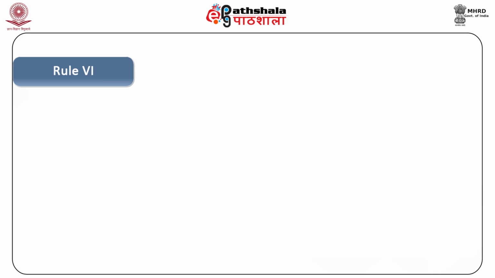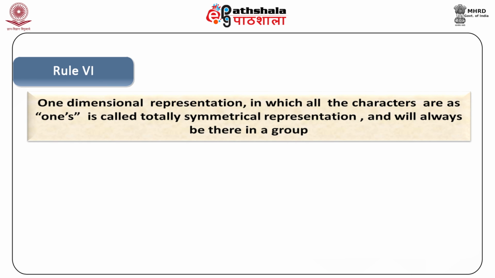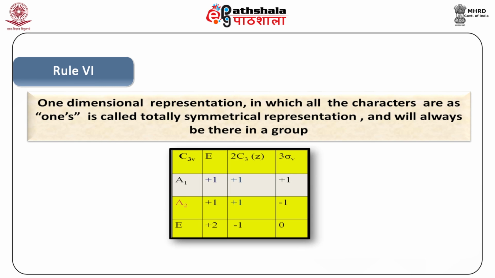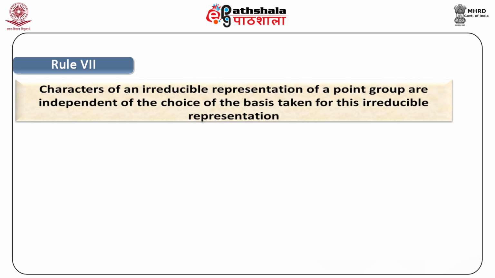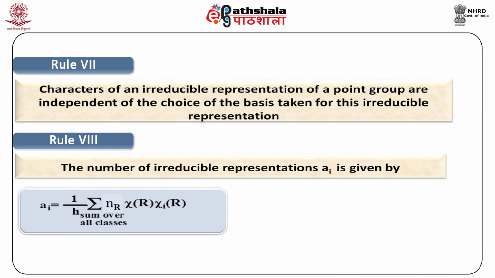The sixth rule says that the one-dimensional representation in which all the characters are ones is called the totally symmetrical representation and will always be there in a group. The seventh rule is that characters of an irreducible representation of a point group are independent of the choice of basis taken for this irreducible representation. The eighth rule says that the number of irreducible representations a_i is given by equation 9.